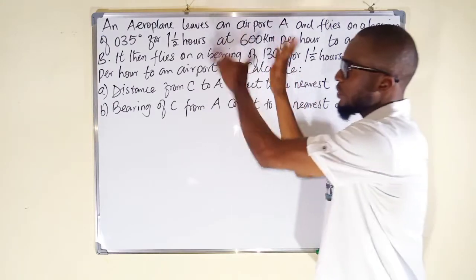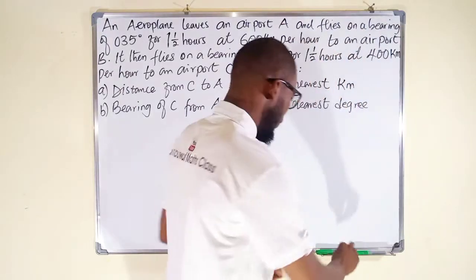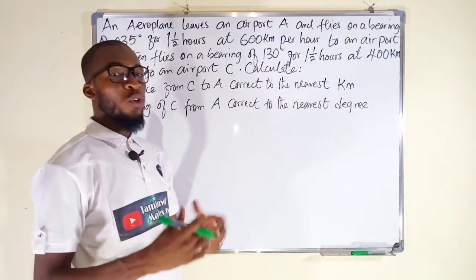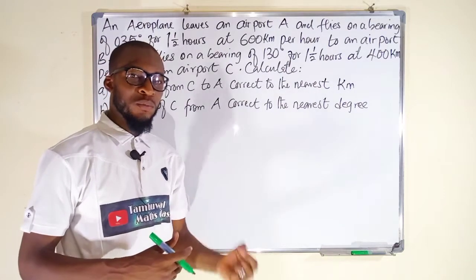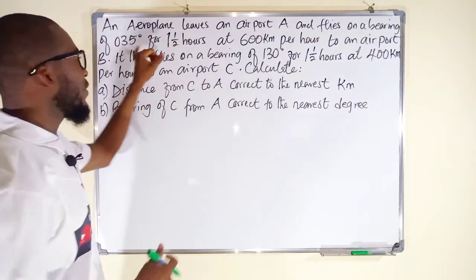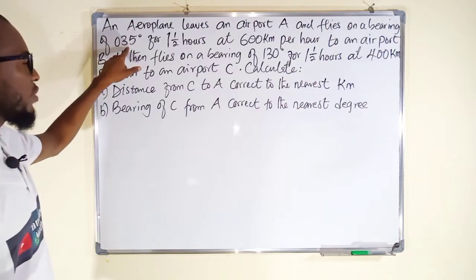So now let us interpret this question on a normal sketch. Remember, I told you you should always start constructing the first bearing from the question. In this question, we have two bearings. We have 35 and 130. And this is the first one. We are going to construct this one.